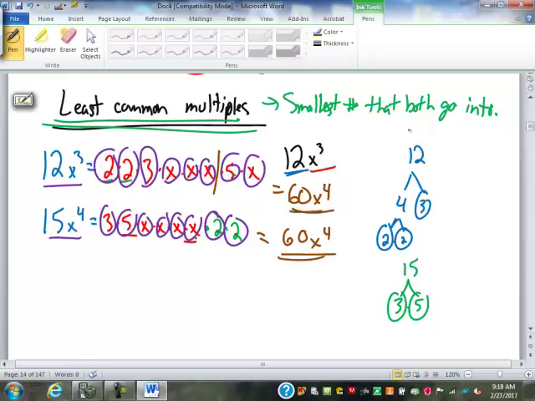So we factor them down, we adjust the factors, then we multiply them back out. 60x to the fourth is the least common multiple. From now on, I'm just going to write it as LCM of 12x to the third and 15x to the fourth.